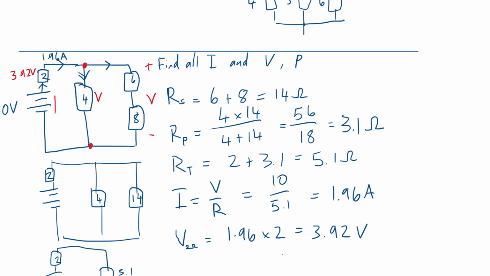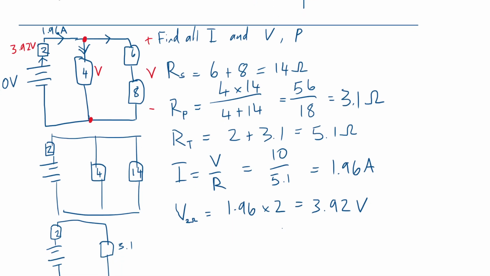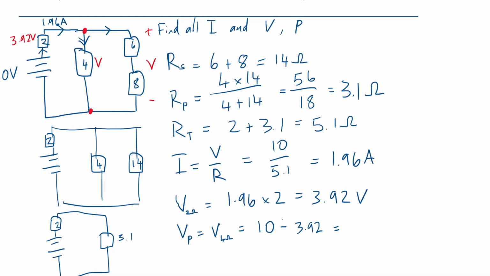If the battery provides 10 volts and 3.92 volts is lost across the 2 ohms, how much is left for the parallel branch? All right, we do 10 take away 3.92. So the voltage for the parallel branch, which is also the same as the voltage for the 4 ohm resistor, is 10 volts from the battery, subtract 3.92 volts from the voltage drop across the 2 ohms, which is 6.08 volts.